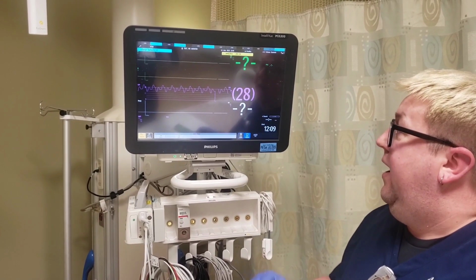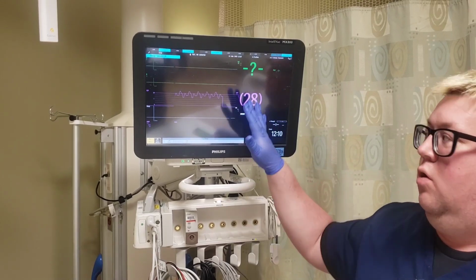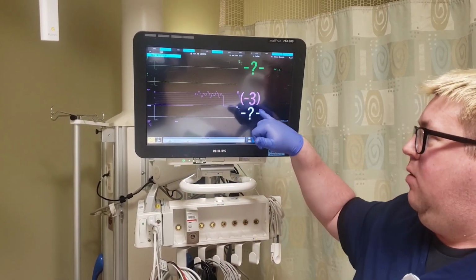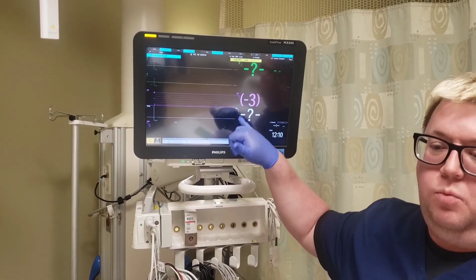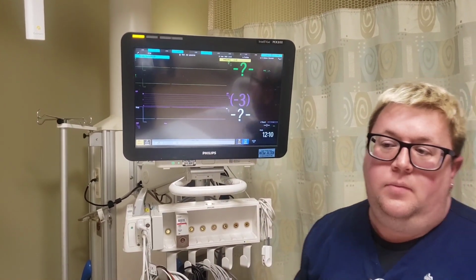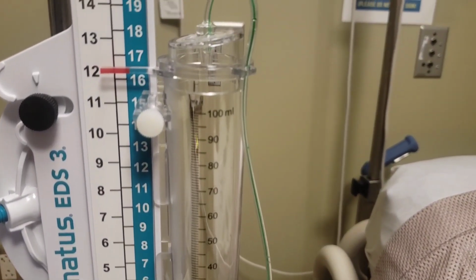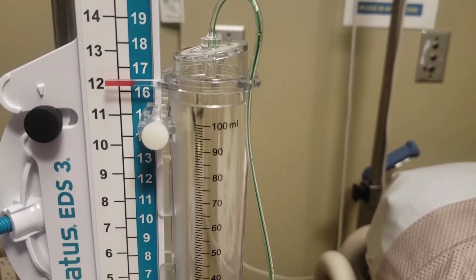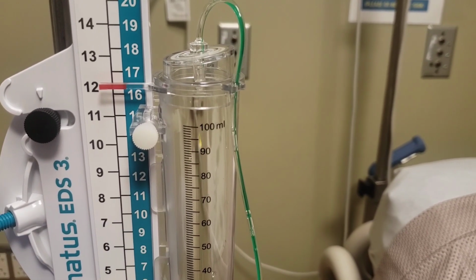Once I open my drain, my waveform is going to go flat, and that's totally expected. It may give you a number up here, but the number we're not going to pay attention to because we're open to drain. Again, continuous drainage. What your drainage is going to look like now that you're open to drain is you're going to see drops coming from the drain to your patient.